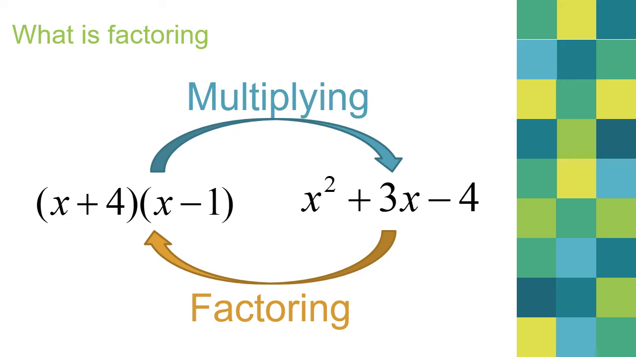So here's another visual, jumping back and forth between this idea. We can multiply binomials, that's what we've already been working on. And today we're going to undo that by breaking apart the polynomial into smaller polynomials.